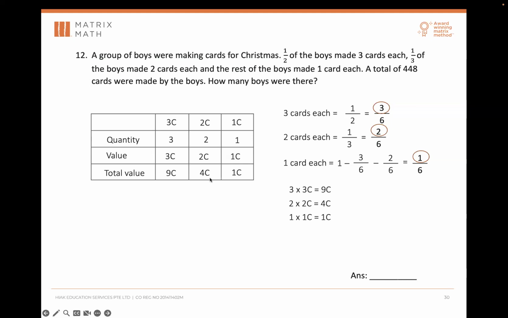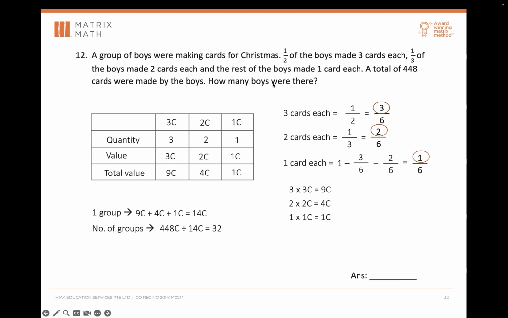Every group can make how many cards? 9 plus 4 plus 1, 14 cards. And in total, there are 448 cards made. How many groups are there? So easy, 448 divided by 14. 32 groups. So there are 32 groups of boys like this, making cards.